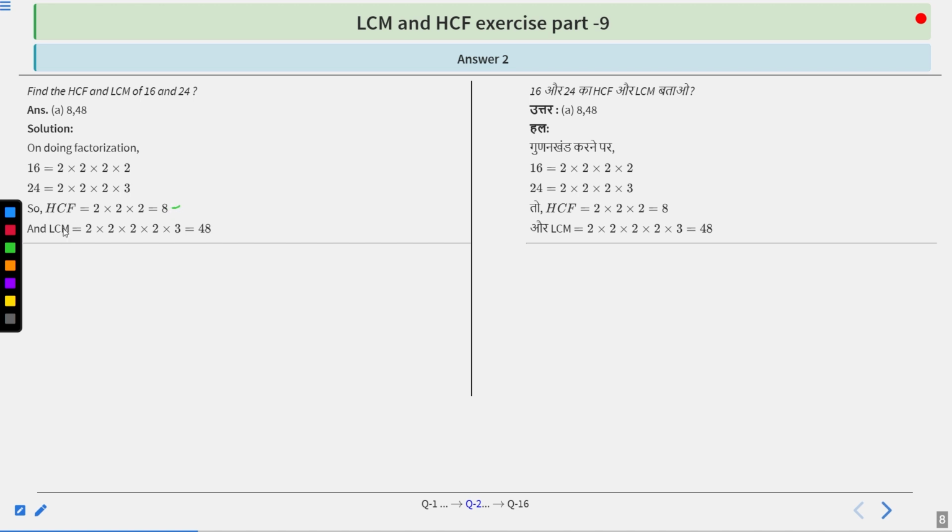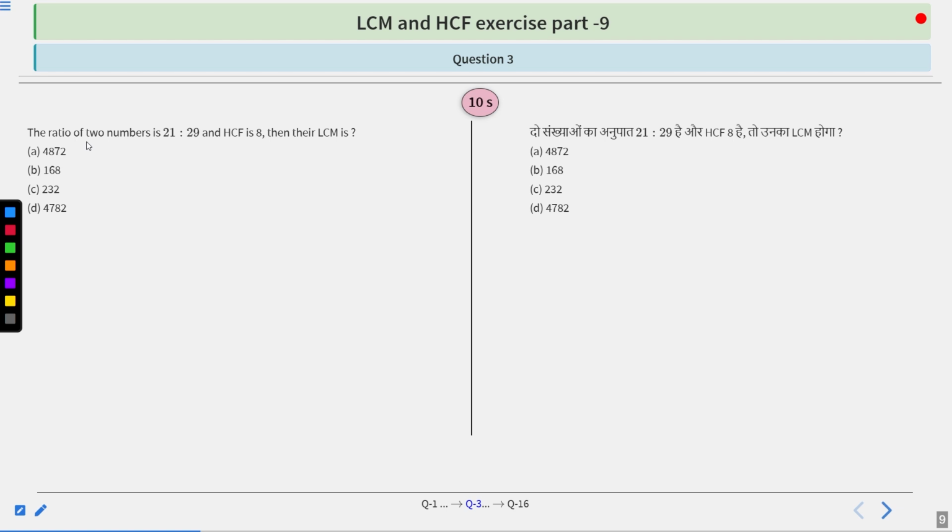And for LCM, we take the product of every number present in the factors of 16 and 24, taking the maximum power. So 2 raised to power 4 was the factor of 16, so 2 into 2 into 2 into 2, into 3 which was present in 24. So 48 is the LCM. So 8 and 48, option A is the correct answer.